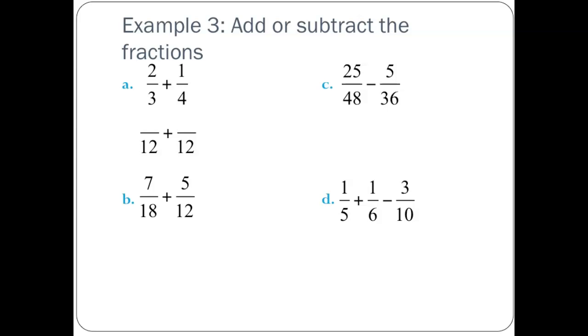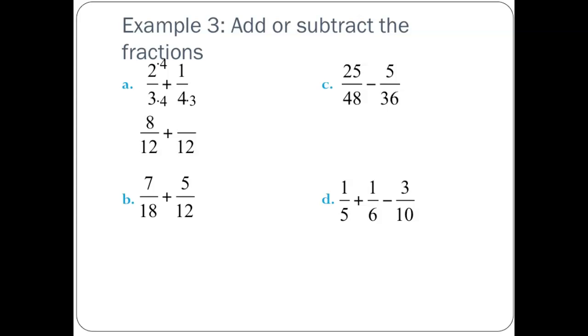Now let's do the same thing that we were doing in that very first example. So in order to get 12, I'm multiplying this 3 by 4. So that means I have to multiply the numerator by 4 as well. And that's going to give me 8. Next, look at the second fraction, and we ask ourselves, what do I multiply that 4 by in order to get 12? I'm multiplying by 3.